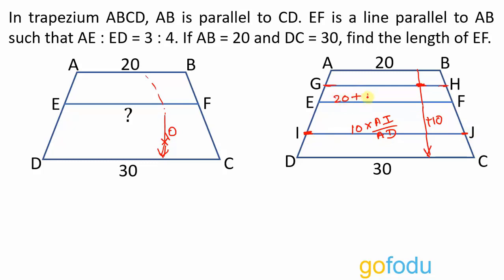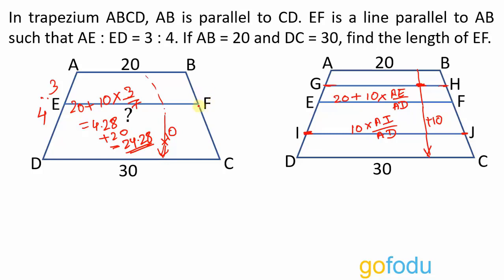Similarly, 20 plus 10 into this increment divided in this ratio of AE to AD, 10 into AE upon AD, will give me this length EF, which we are asked in this question. So the length EF would be 20 plus the overall increment 10 divided in this proportion of the non-parallel side AE upon AD. AE upon AD is 3 upon 7, that's given in the question. This will come out to be 4.28 plus 20, so 24.28 is the final answer. Length of EF would be 24.28.